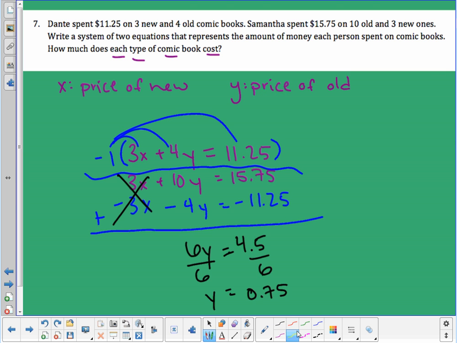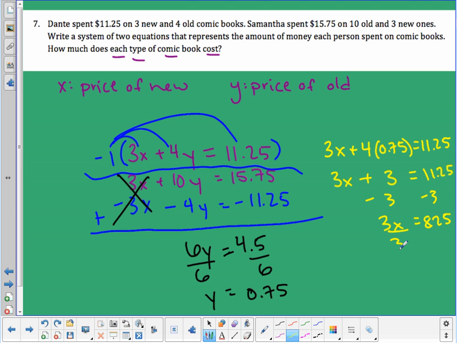Now I need to plug that back in to find x. It does not matter which one of these equations you pick. I'll just pick the top one. That means I have 3x plus 4 times 0.75 is equal to 11.25. That's 3x plus 3, when you type that into your calculator, 4 times 0.75 is 3, is equal to 11.25. Subtract the 3 from both sides. That's 3x is equal to 8.25. And then divide both sides by 3. So I end up with x is equal to 2.75.